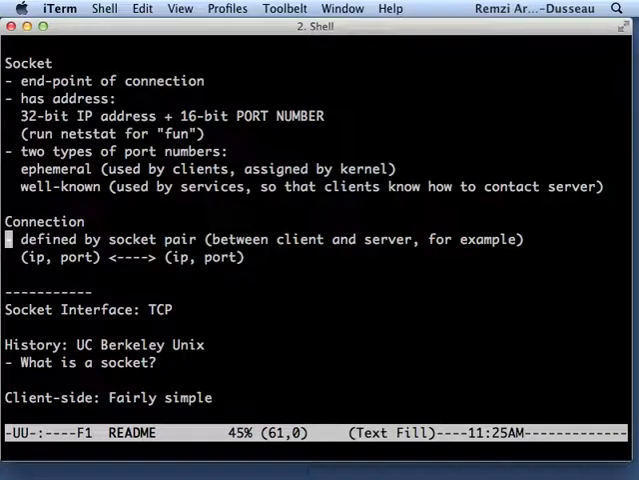So if we get to that point, then a socket is going to be our abstraction of communication. You can think of a socket as an endpoint. It has an address and a port number associated with it, and therefore a connection is really just defined by a socket pair. Let's say a client and a server, or just two entities that wish to communicate. Two IP port number pairs, two socket pairs, is what a connection is. That make sense?